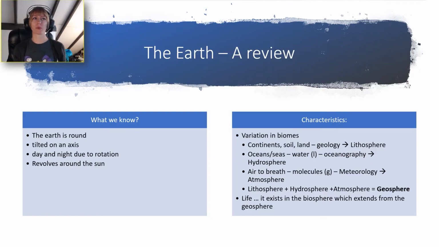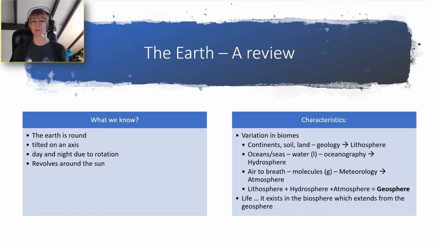So let's review what the Earth is. As we know, the Earth is round. It's slightly tilted, about 20 degrees or so. We have day and night due to its rotation, the amount that it spins on its own, and even though it is spinning, it also is revolving around the sun.